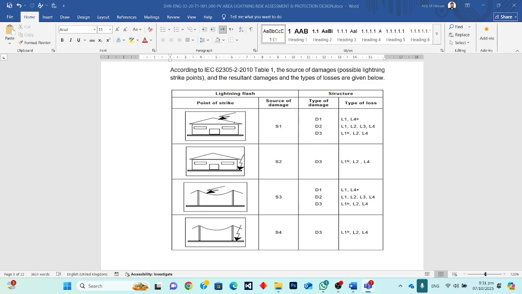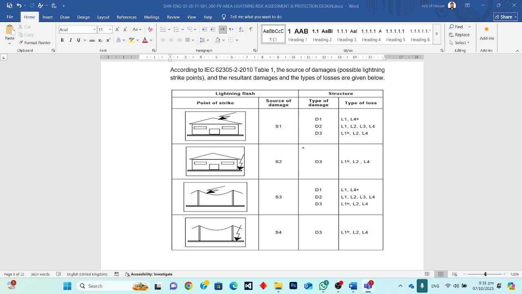You can see that the point of strike is exactly on the structure or the buildings. This one is called the source of damage S1. The types of damage are these three: D1, D2, D3. And the types of losses: L1, L4, L2, L3. These are the structure loss types.